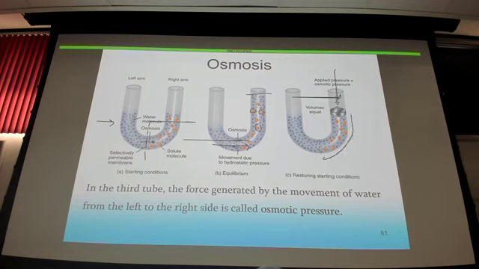I could push water back through that membrane, but not the solutes, right? Because solutes can't get through anyway. So I can push the water back, and what do we call that? We drink it every day. Reverse osmosis.